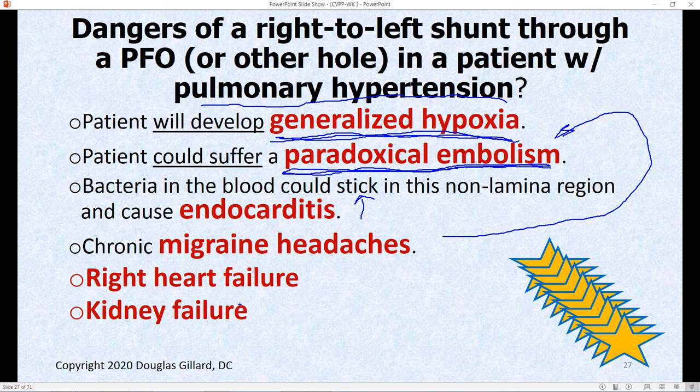Right heart failure. So this is more of a danger of the pulmonary hypertension, but you will wreck your heart, right? Your heart is trying to pump blood to properly perfuse the tissue, but it's in part due to the PFO as well. So your right heart is trying hard to properly perfuse the tissue, and it can't. It's not designed for that. And so you get right heart failure and kidney failure. I could have listed liver failure, and that's from the hypoxia.